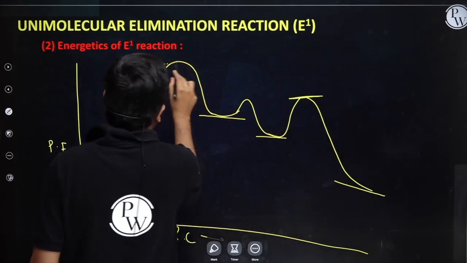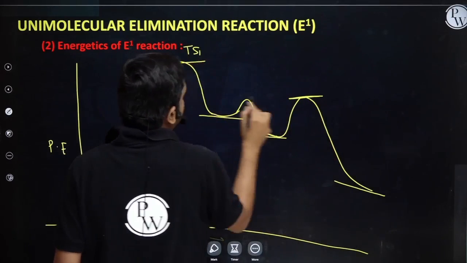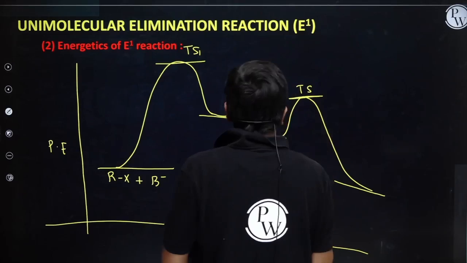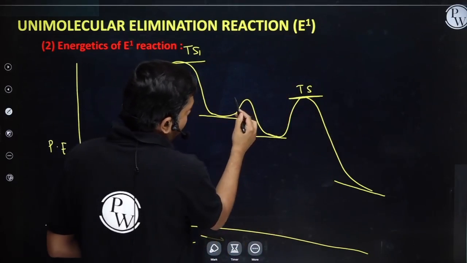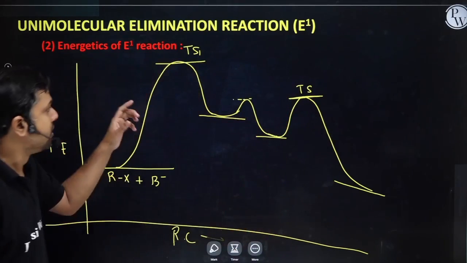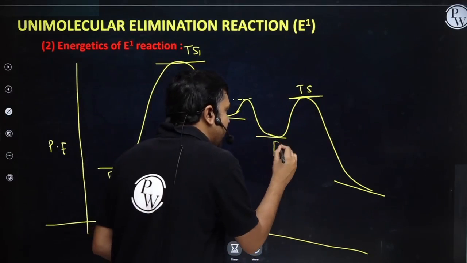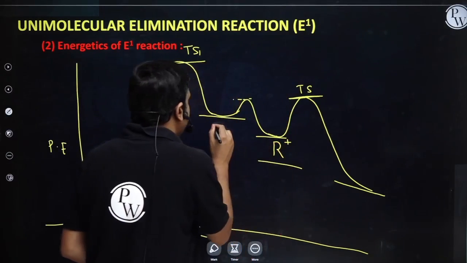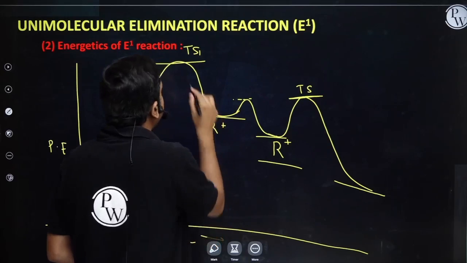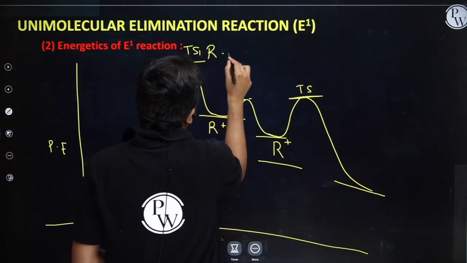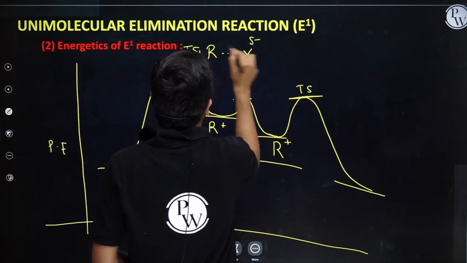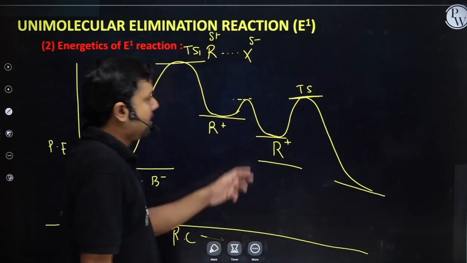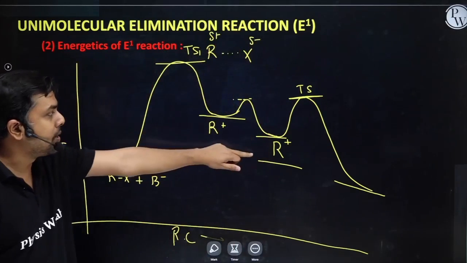This is TS1, this is TS2 or TS3, because this intermediate is also undergoing rearrangement. Student, it is the most stable carbocation, the rearranged carbocation. It was the initial carbocation. Here the departure is occurring, R-X, X negative, R positive. Now here I am having my most stable carbocation.